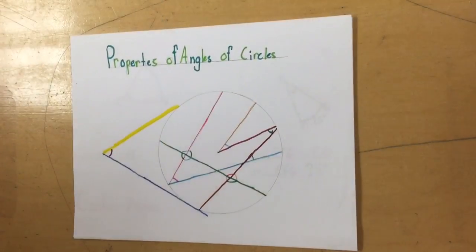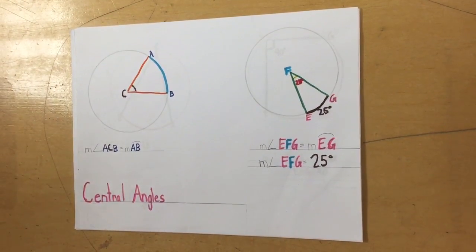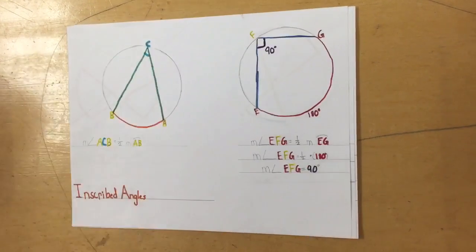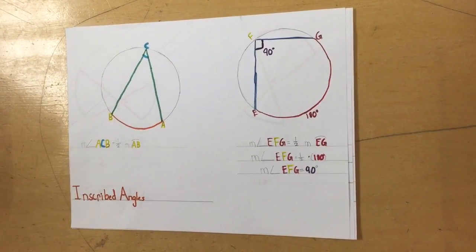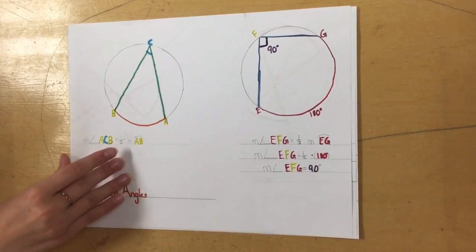Properties of angles of circles. Central angles are equal to their arc lengths. Inscribed angles are equal to their arc lengths times 1/2.